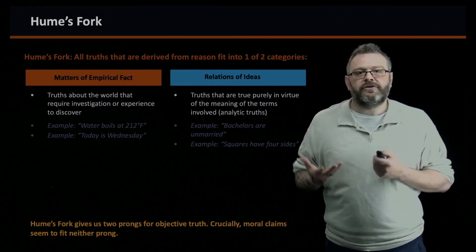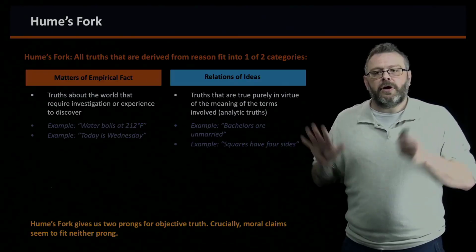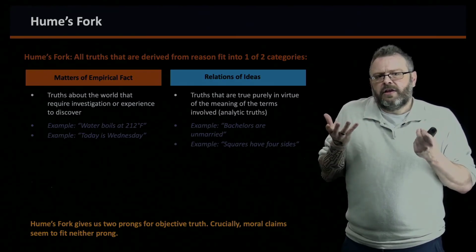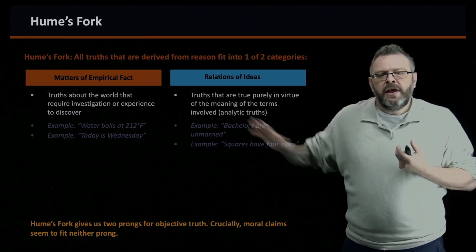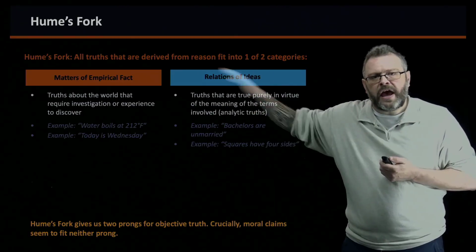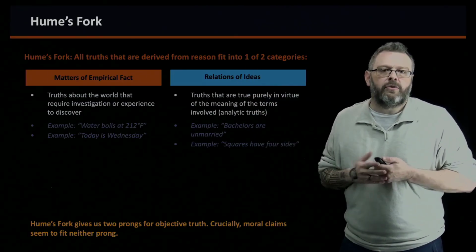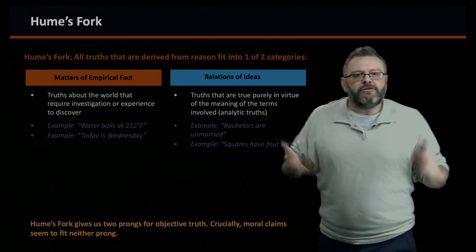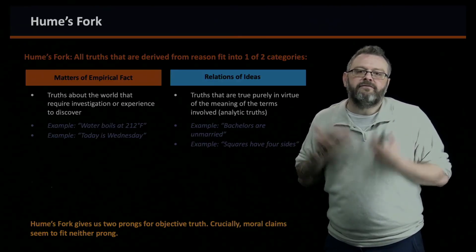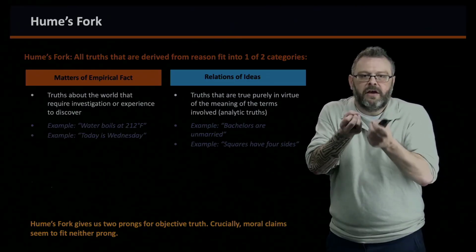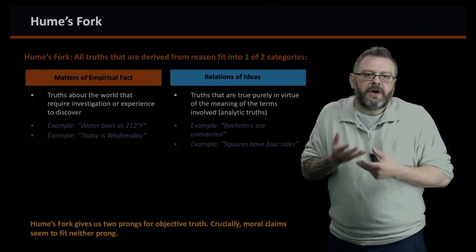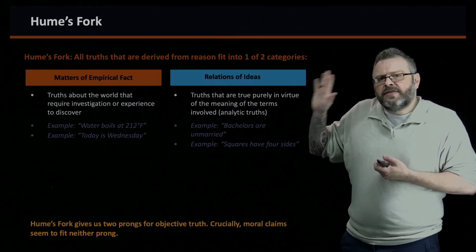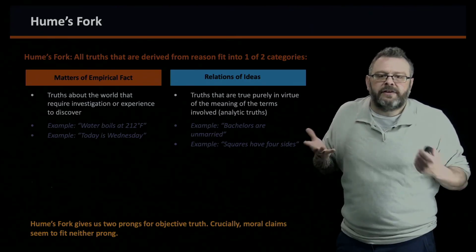We have to understand how David Hume thought about objective truth, or at least truth derived from your faculty of reason. Now, he put these into two categories, and these are the only two categories that he identified. What he called matters of empirical fact. These are things that require going out and investigating, doing some kind of observation, some kind of experience. And then there's relations of ideas. These are statements that are just true by definition.